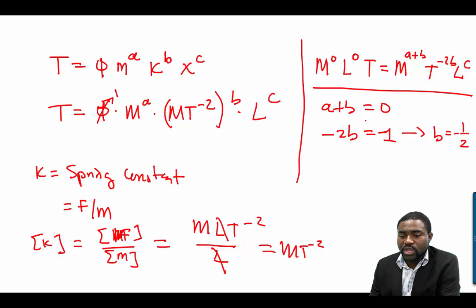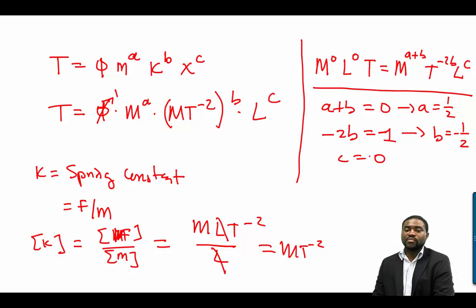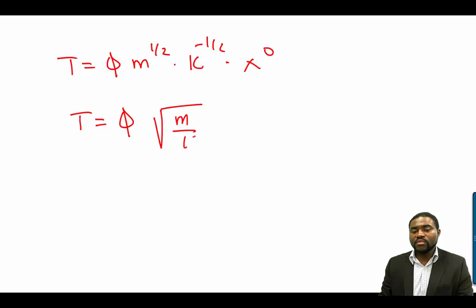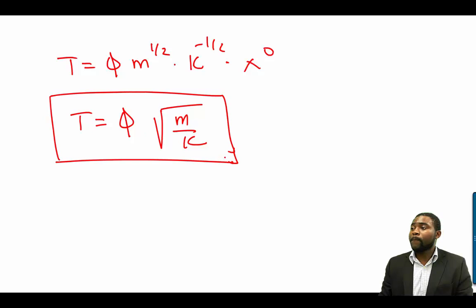And if B is negative 1/2, this would mean that A is equal to 1/2, and C obviously is 0. So A is 1/2, and B is negative 1/2. So T will be equal to a constant, A is 1/2, B is negative 1/2, and C is 0. So T will be equal to the constant times the square root of M divided by K. You missed the constant.